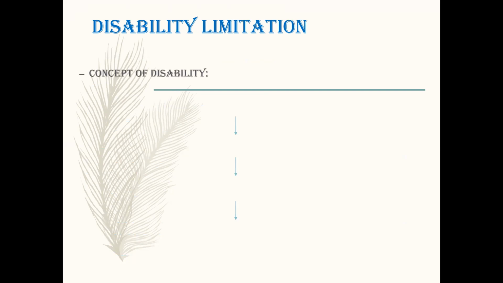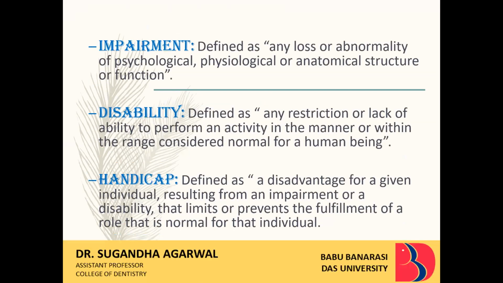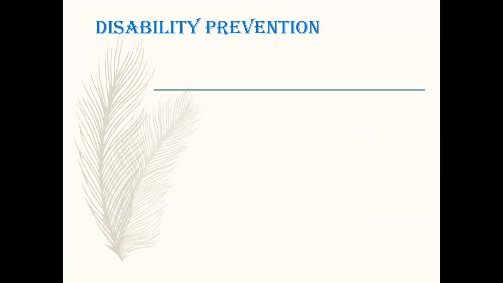Disability limitation, concept of disability, disease, impairment, disability, handicap. Impairment. It is defined as any loss or abnormality of psychological, physiological, or anatomical structure or function. Disability defined as any restriction or lack of ability to perform an activity in the manner or within the range considered normal for a human being. Handicap defined as a disadvantage for a given individual resulting from an impairment or a disability that limits or prevents the fulfillment of a role that is normal for that individual.